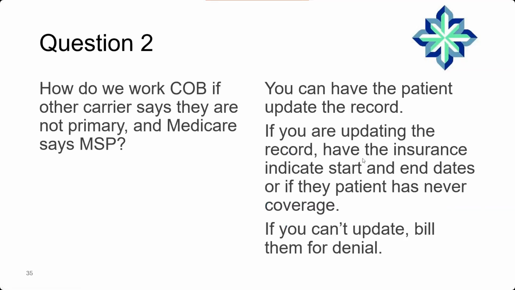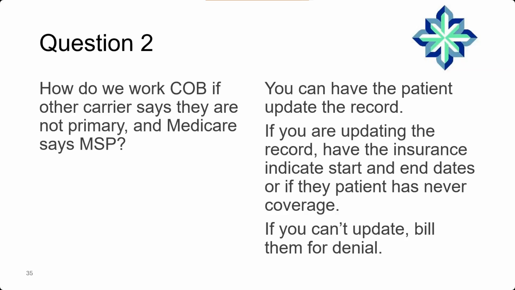So again, this is a coordination of benefits thing, not anything related to the primary payer. How do we work with coordination of benefits if the other carrier says they are not primary and Medicare says they are primary? There's a variety of things that can happen with this. One is that they are truly not primary, but we don't have that information. So we know that it's a plan such as Blue Cross Blue Shield, which can be primary, but it can be supplemental. We don't know what's going on. That's up to the Benefit Coordination Recovery Center to update.